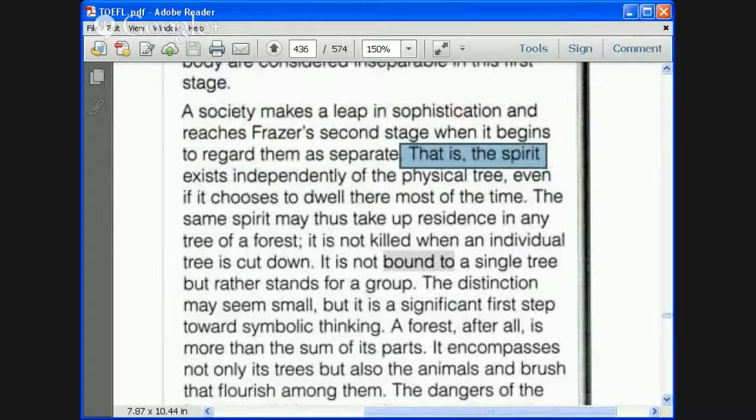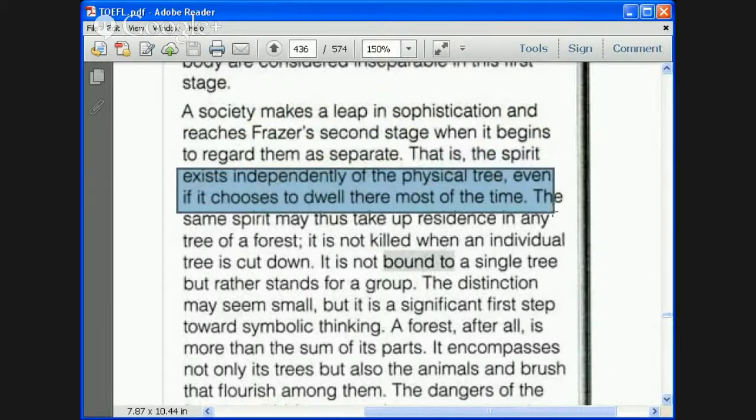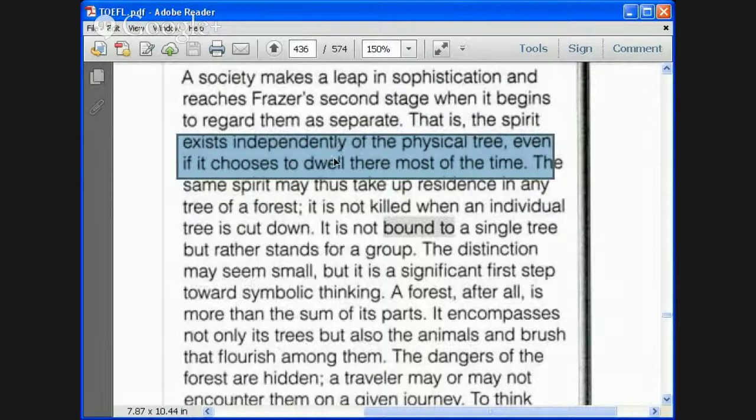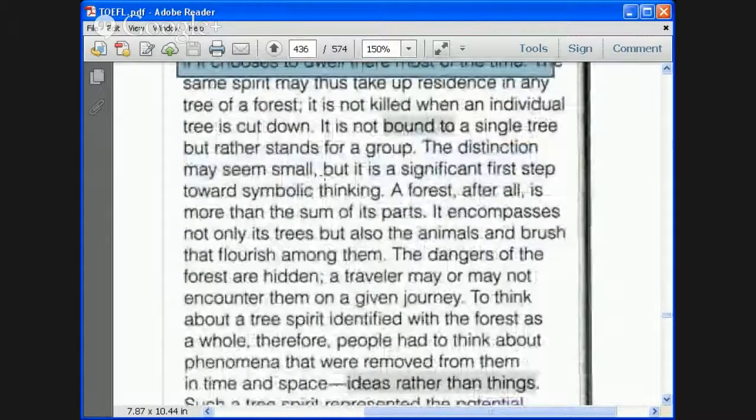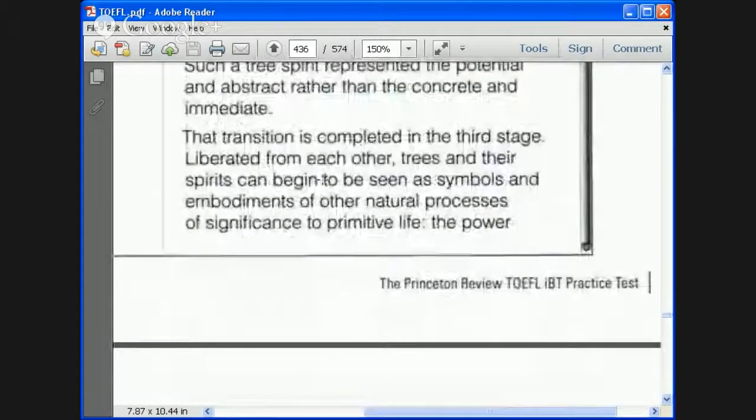That is, the spirit exists independently of the physical tree, even if it chooses to dwell there in the tree most of the time. Oh, okay. So there's the second stage, when the spirit of the tree can jump around a little. Okay, now I know that. All right. Okay, Faisal. Oh, here we go.